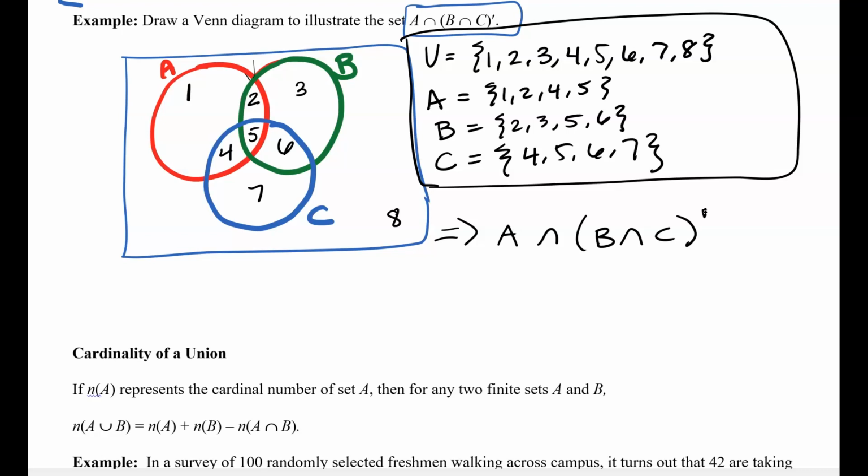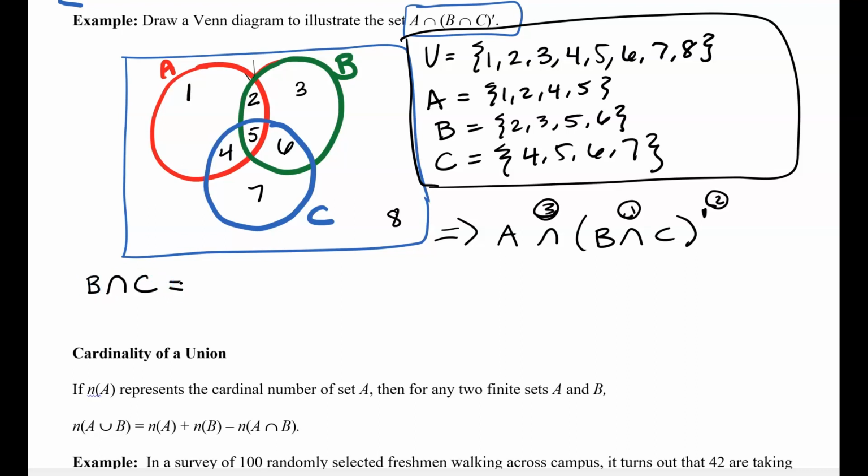We approach this similar to order of operations. So we're going to start inside the parenthesis and find the intersection there. Then I'm going to do the complement. It's kind of like an exponent in terms of the order that we're doing this. And then I'm going to intersect what I get from there with A. So step 1 would be B intersect C.